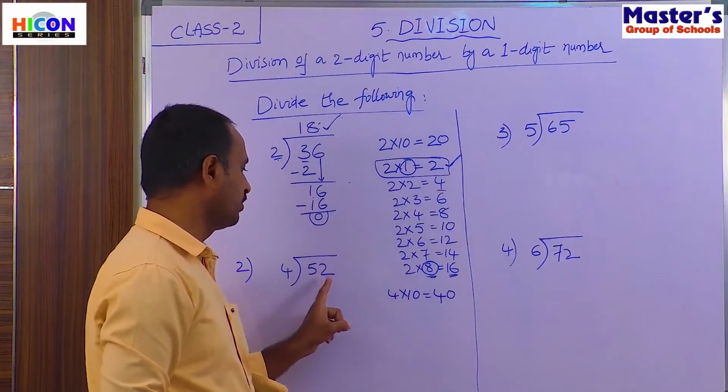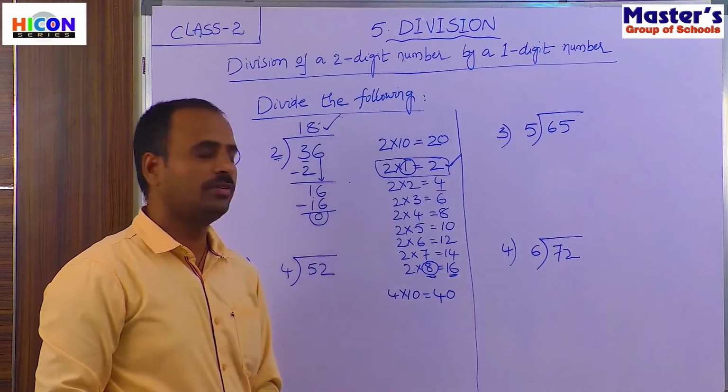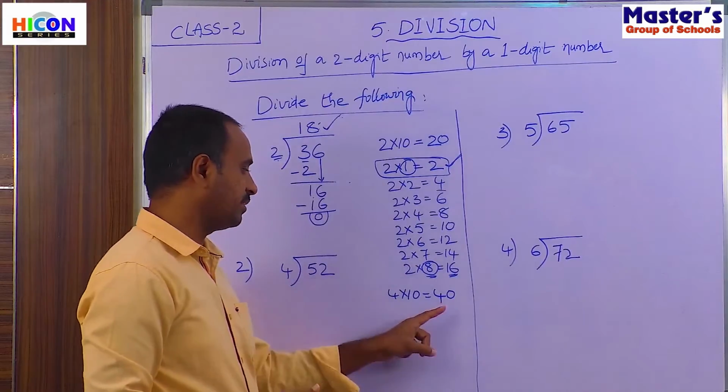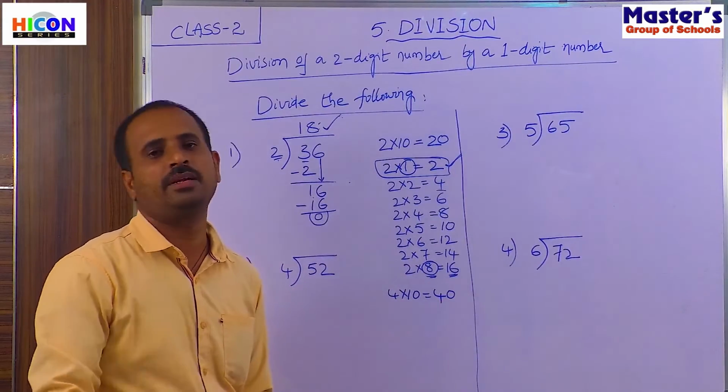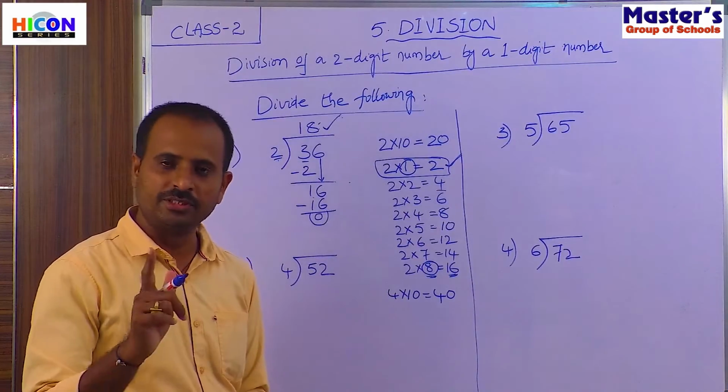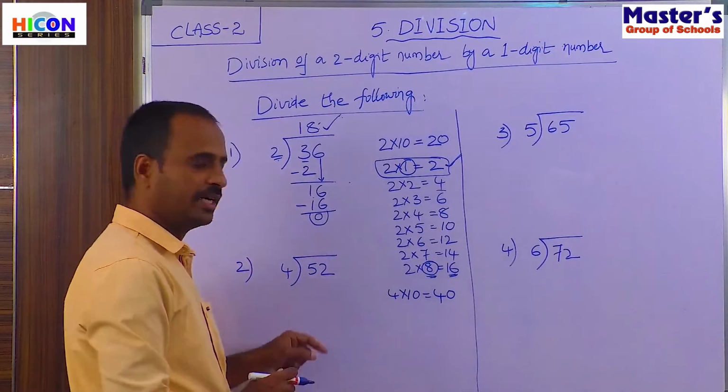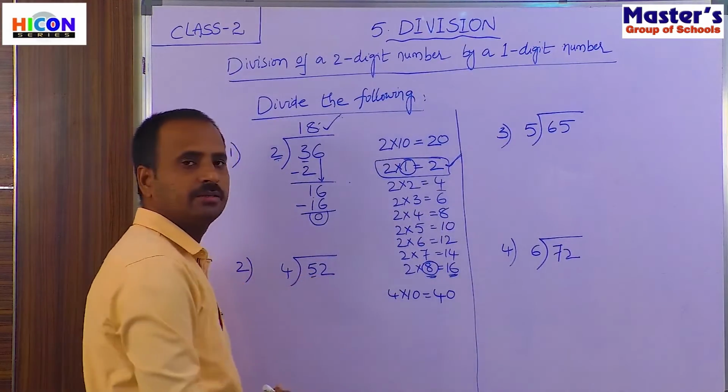So that is, 52 is greater than 40. If the given dividend is greater than 10 times the divisor, then we have to take each digit separately. So take the first digit. What is the first digit in the dividend? 5 is the first digit.